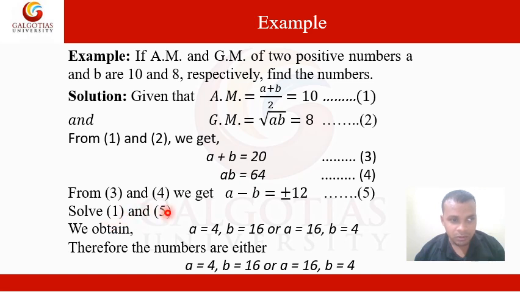Now solve equation number 1 and 5. Solving these, I can get the value of a and the value of b also. What will the values be here? 4 and 16 when I take plus 12, and if I take minus 12, then again I get a as 16 and b as 4. So this minus just represents the reversing of the order of your progression. Therefore, the numbers are either 4 and 16 or 16 and 4. That's all.